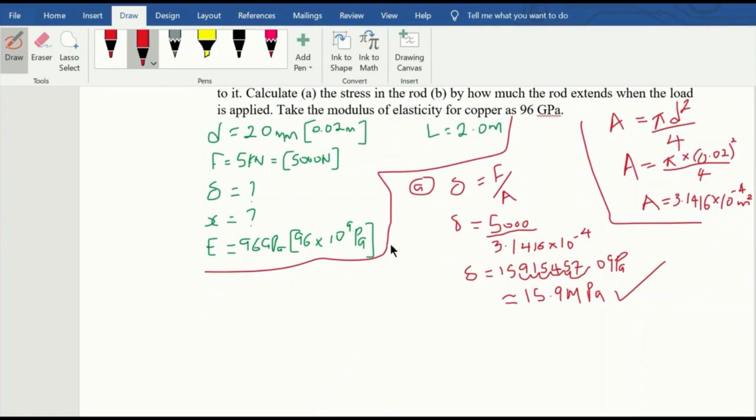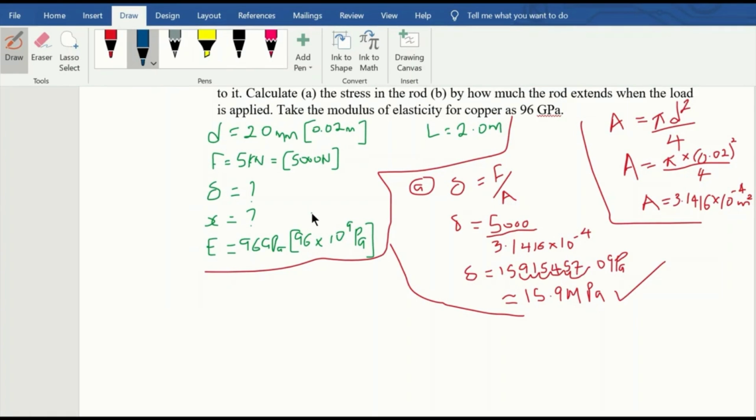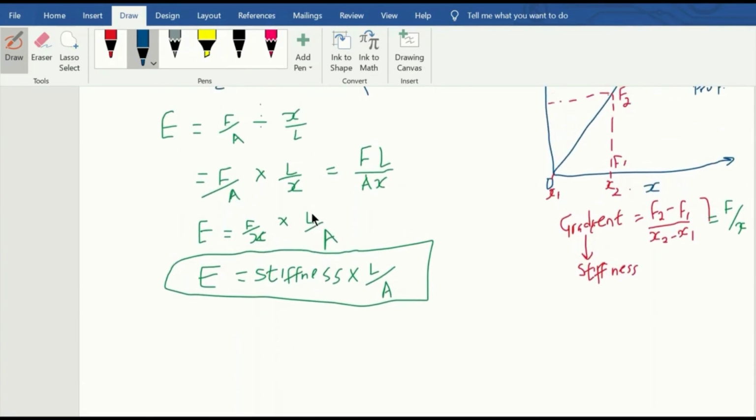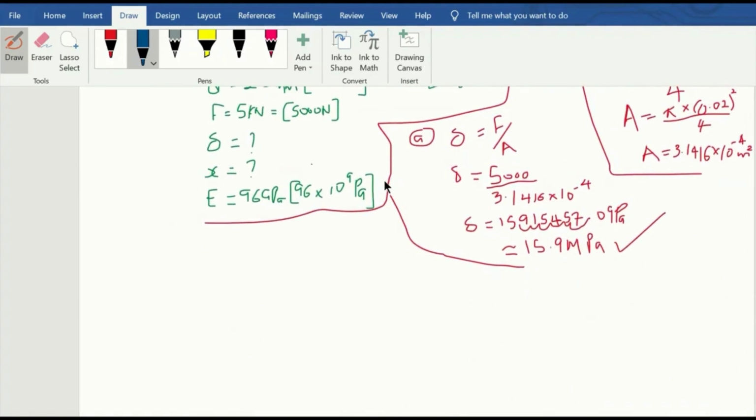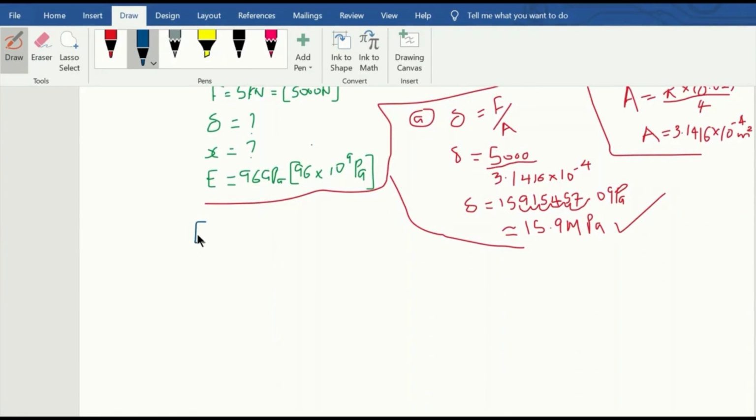Now, the next question is that we are asked to find the extension, by how much the rod extends. So to find the extension of the rod, I can use this equation right here. I can find the strain first, which I will do now, because I know that modulus is equal to stress over strain. So I can find the strain first, then from there I can find my extension. When I transpose this equation, I get strain is equal to the stress over the modulus.